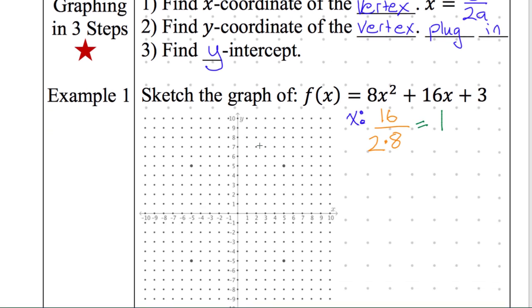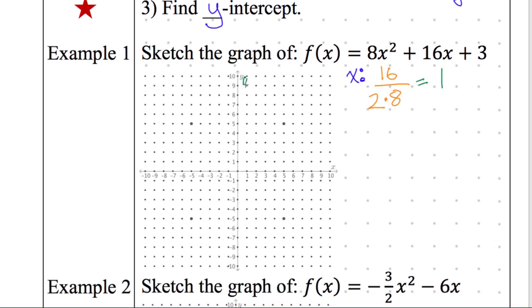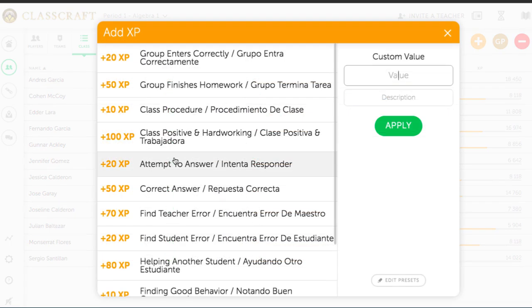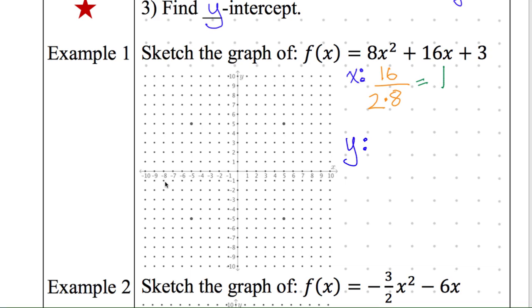That means on our graph, somewhere along this line, x equals 1, we're going to have our vertex. We don't know what the height is, though. Where is the height of the vertex? So now we need to find the y of the vertex. And I totally forget, did I give Fernando his XP? I did not. So Fernando, there's your 50 XP. All right, how do I find the y-coordinate of the vertex? How do I find the height of the vertex? I see only 2 hands.